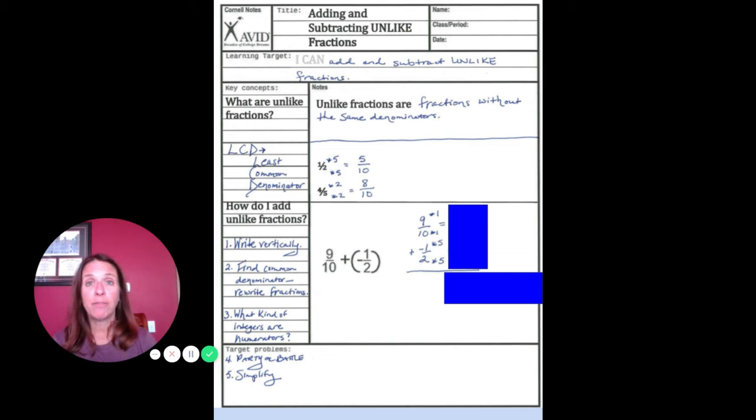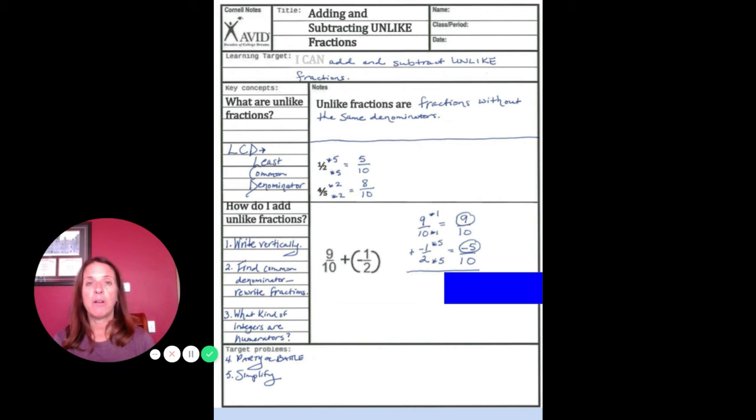Negative 1/2, well, 2 times what is 10? 2 times 5. So 2 times 5 is 10 in the denominator. I need to multiply my numerator by 5. Negative 1 times 5 is negative 5. Bring that negative along with it. Now we have 9/10 plus a negative 5/10.